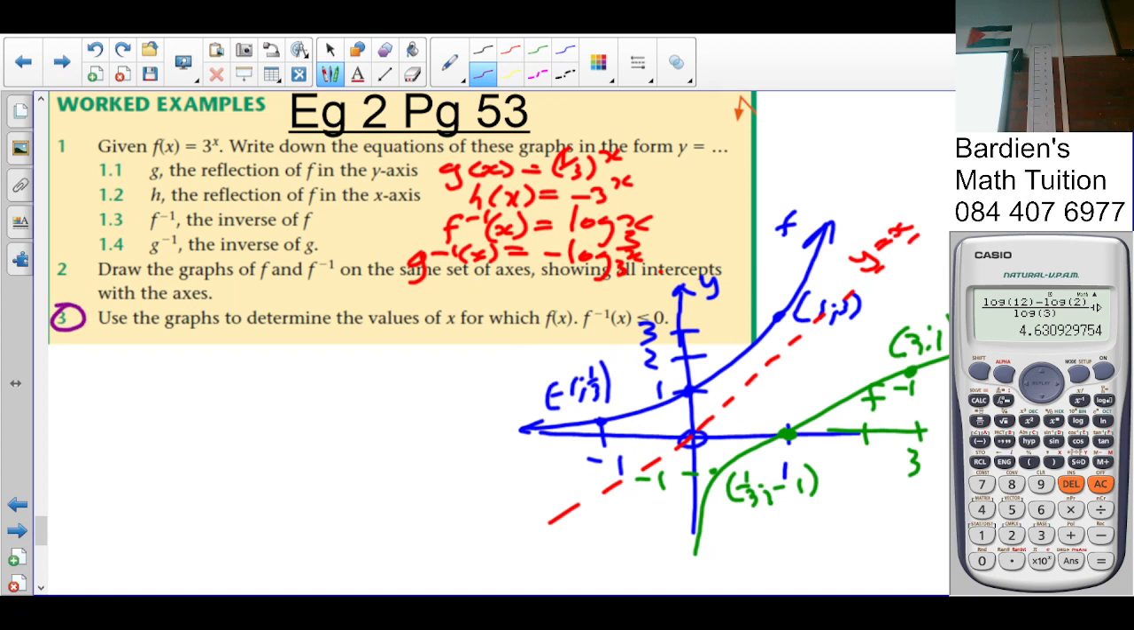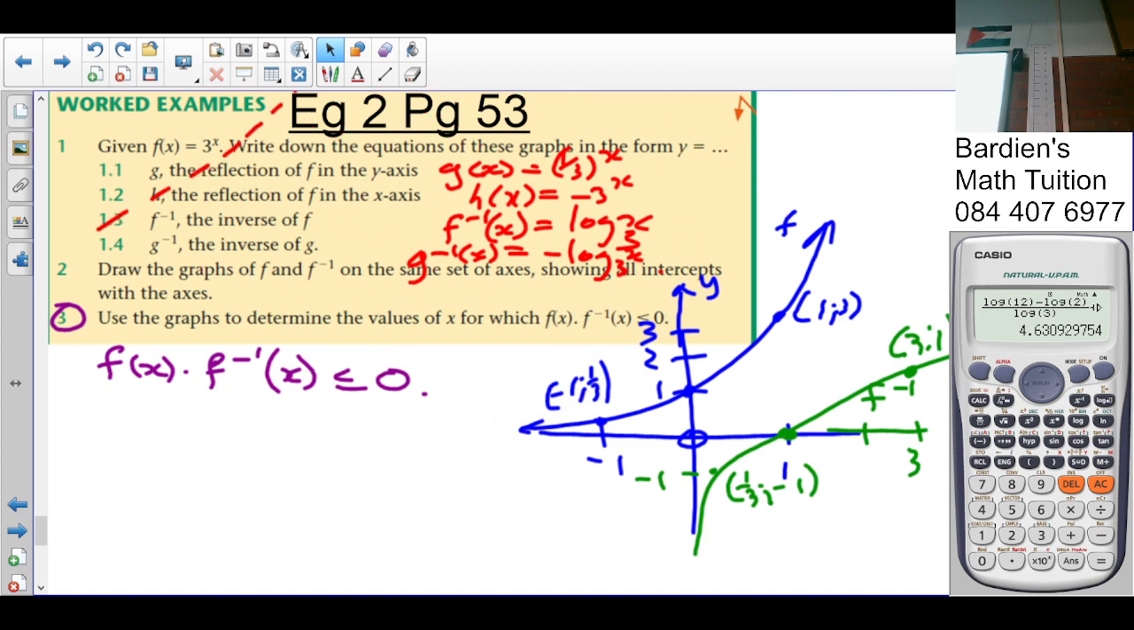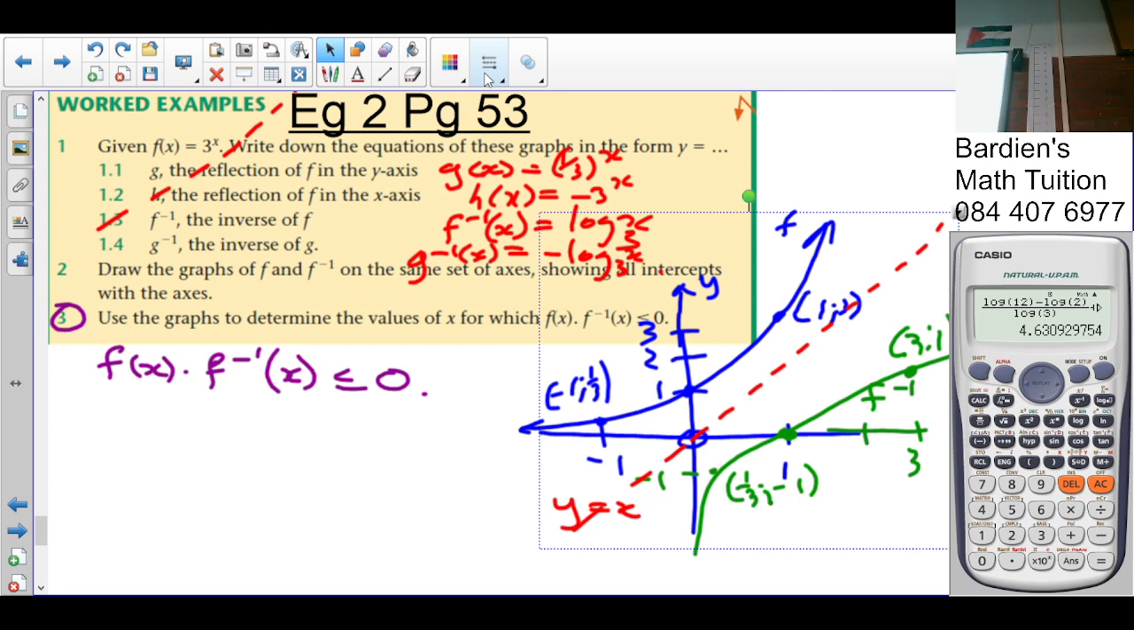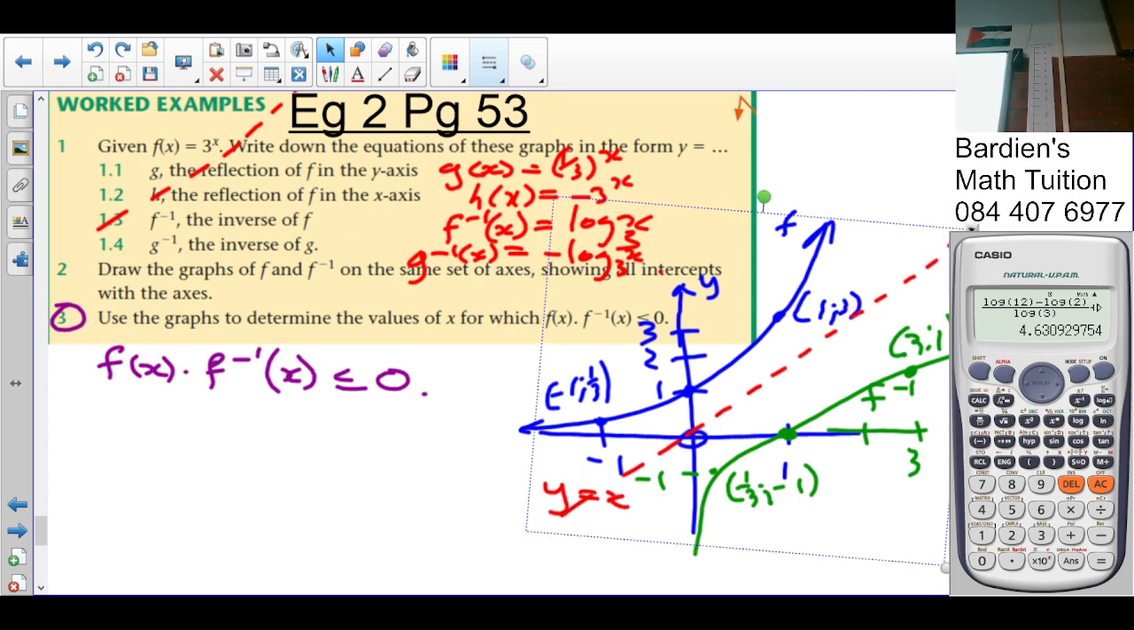use a graph to determine the value or the values of x for which f of x times f to the minus 1 of x is less than or equal to 0. So, for f of x times the inverse function to be less than 0, or in other words negative, the only way we're going to get a negative is if one is negative and the other one is positive. That line is not a good representation of what's happening there. That's a bit better.